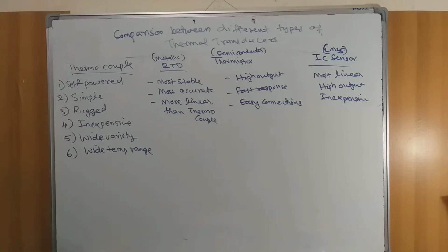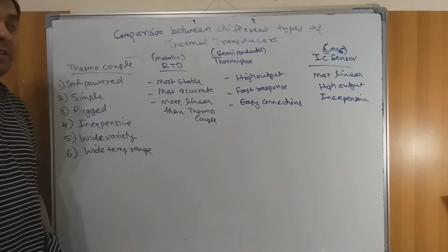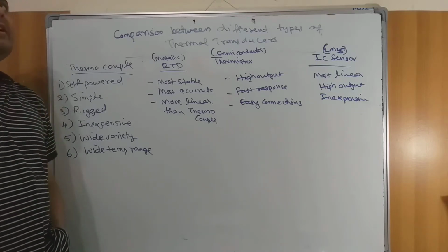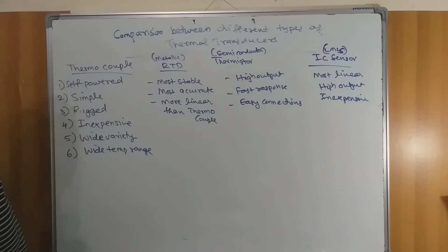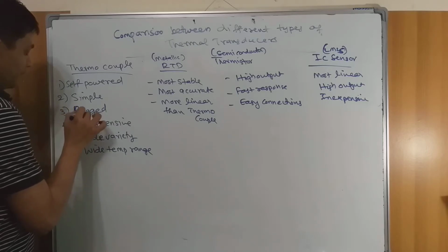Now this slide is talking about the comparison between different types of thermal transducers. So first, let us look at the advantages of each of these types. Let us start with thermocouples. They are self-powered because of the difference in temperature, a potential is created, which means that it is self-powered. Very simple in construction, and rugged.